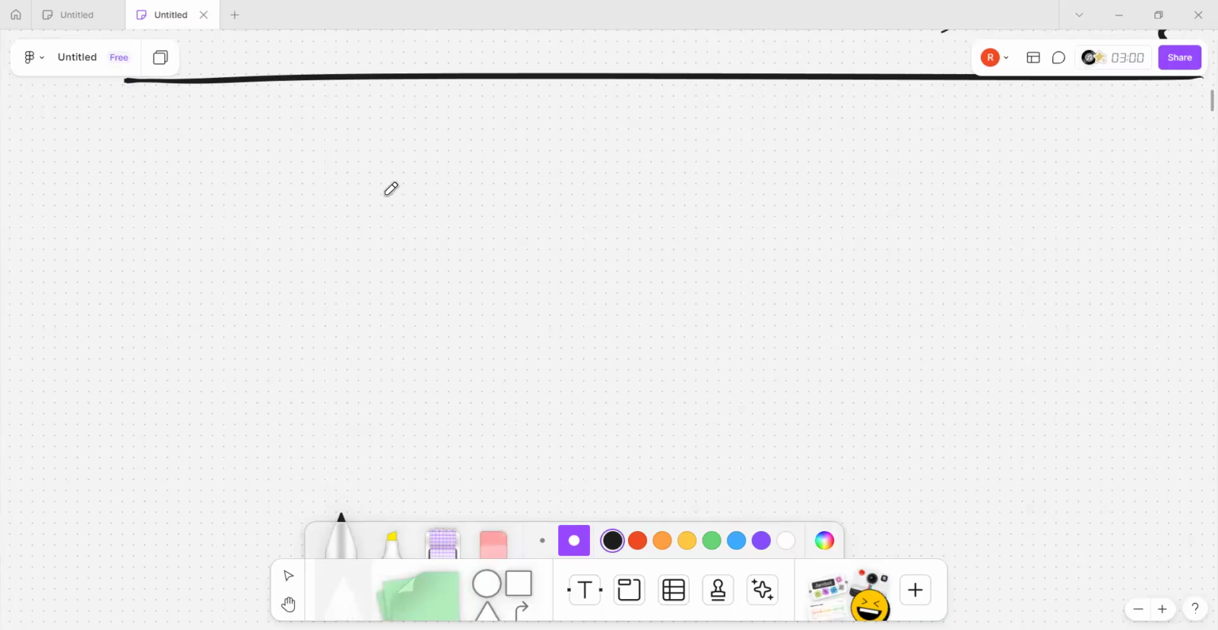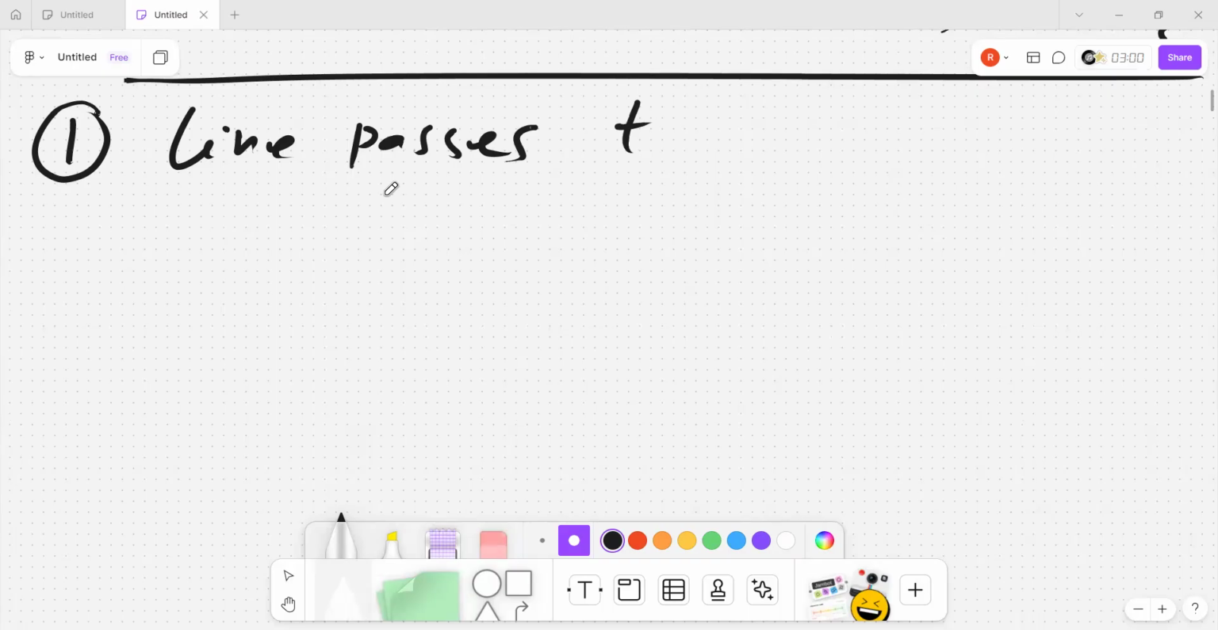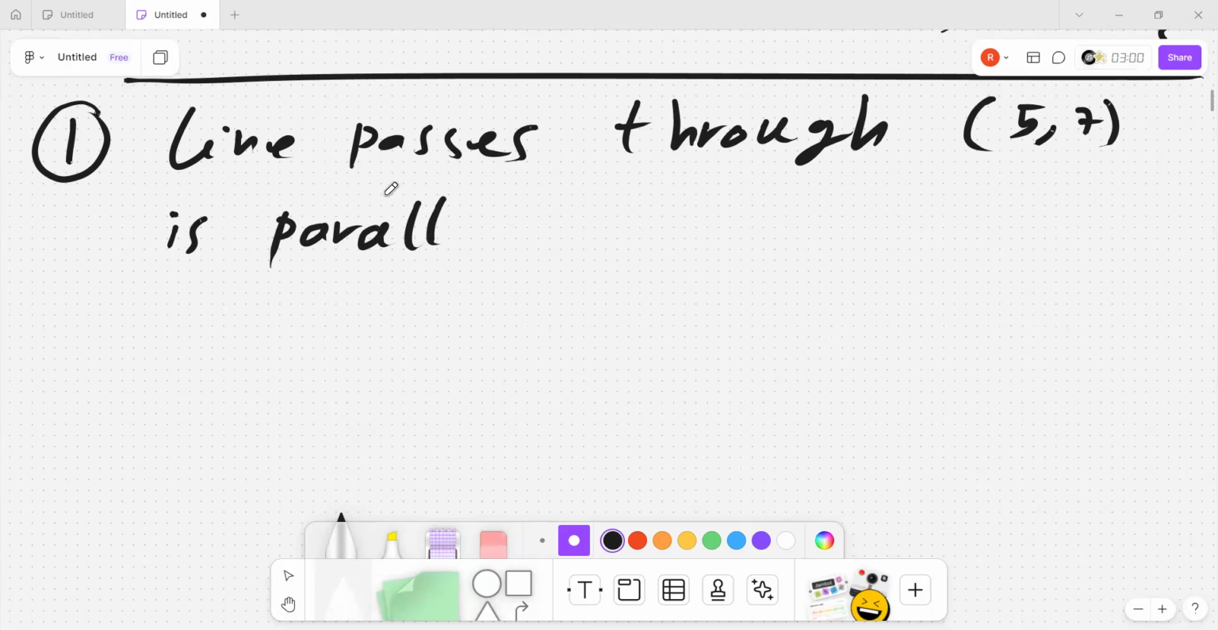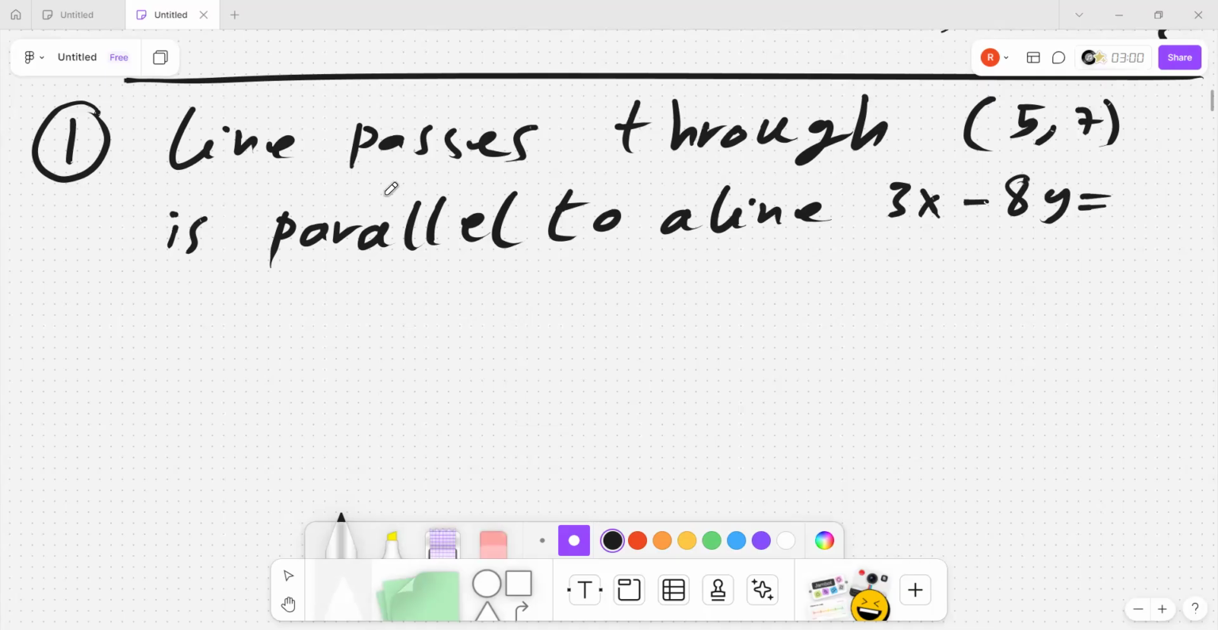Okay, let's say that we have this question. We have a line that passes through the point (5, 7) and is parallel to a line 3x minus 8y equals 6.